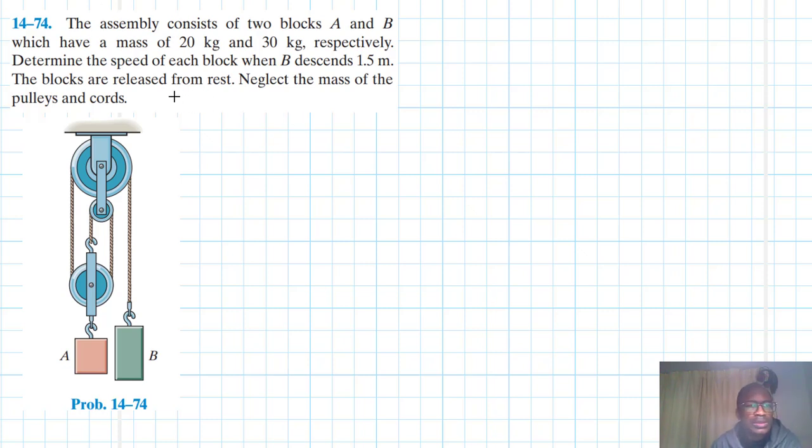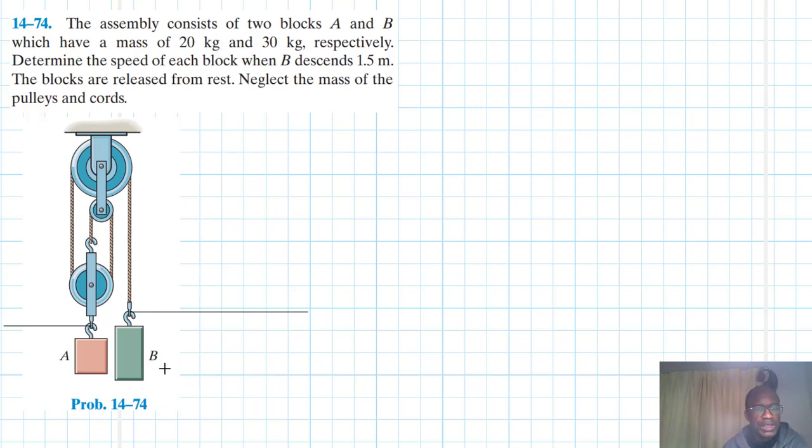So we are being asked to determine the speed of each block, A and B, when B descends 1.5 meters. Descending means going down, right? So let's draw the free body diagram. We'll need the datum. This is going to be our datum, and this one will be there like so. So I'll have two datums.